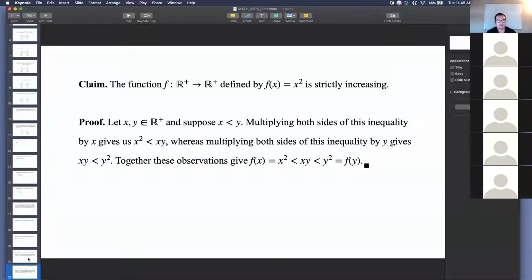Together these observations give that f of x, which equals x squared, is strictly less than x times y. But then x times y is strictly less than y squared, and y squared is equal to f of y. So under the supposition that x is strictly less than y, we see that f of x is strictly less than f of y. So we've shown this function to satisfy the definition of being strictly increasing. We put our QED box, we're done.